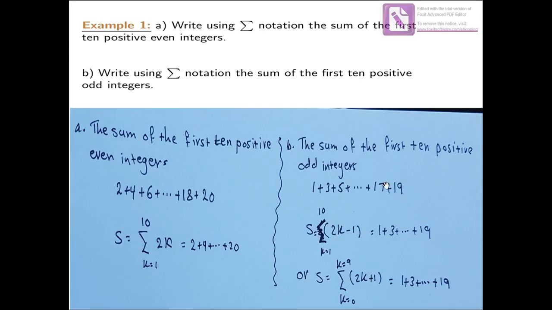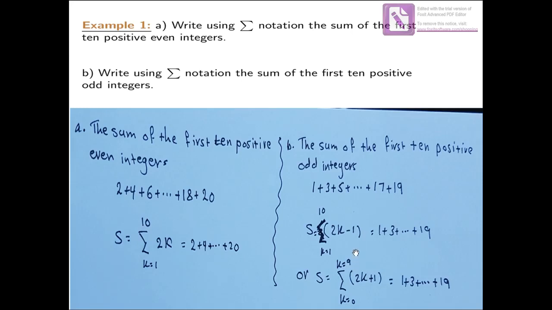So the sum of the first 10 positive odd integers can be written as the summation of 2k plus 1. But here k should start from 0. Because if we start from 0, this gives us 2 multiplied by 0, 0 plus 1, so this will be 1. But if you start from k equal 1, you will get 2 multiplied by 1, which is 2, plus 1, 3. It will start from 3 if you start from 1, so you have to start from 0. And then for the end point, you have to solve 2k plus 1 is equal 19. So from here you get k is equal 9.